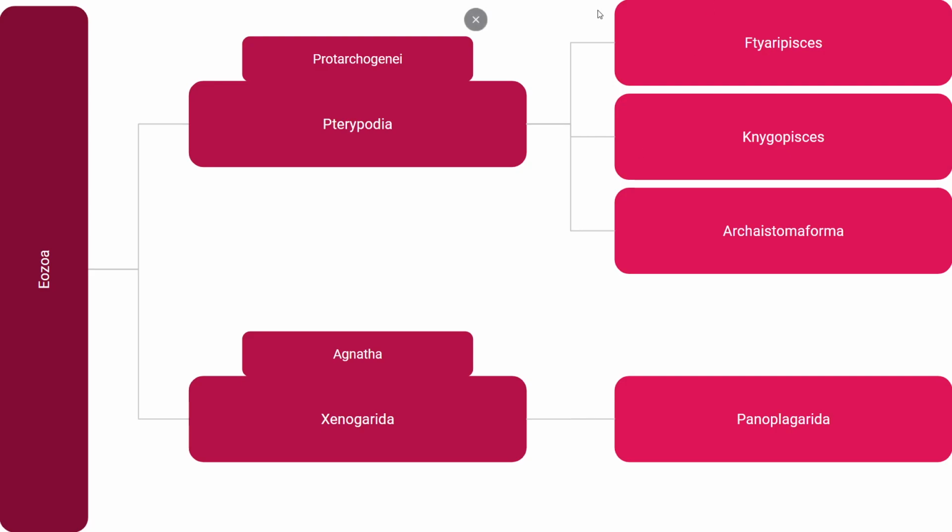On the top, we have Terrestrial and its descendants, the Protarchogenians, whose name means prime family. So, yeah, that's the one I'm going to be focusing on mainly. The subclades of it that we have so far include Phytaropisces, Negopisces, and the stomaforms. Now, on the bottom we have the descendants of Xenogarda, the Agnathans, called that because of their lack of jaw structure. As of right now, we only have one Panoplogarda.